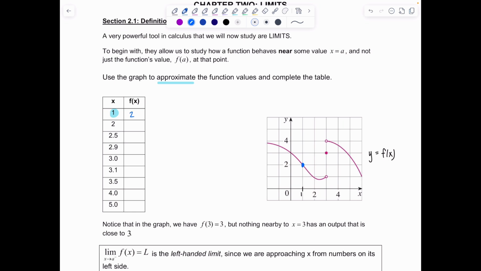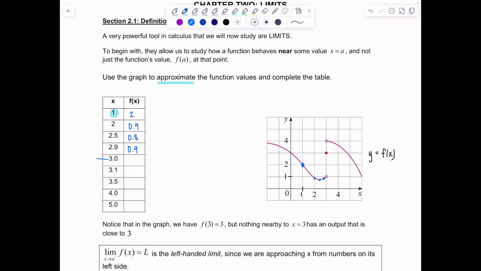Okay, when x is 2, what is the function's value? Well, this is 1. So it looks like it's a wee bit less than 1. Let me say 0.9. When x is 2.5, it looks like it's a little smaller. So let's say 0.8. Now when x is 2.9, it got a little bigger, but it's still smaller than 1. Let's say 0.9. Okay, now here's when things get interesting.